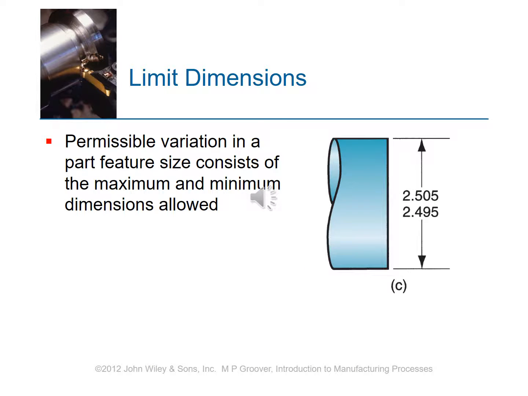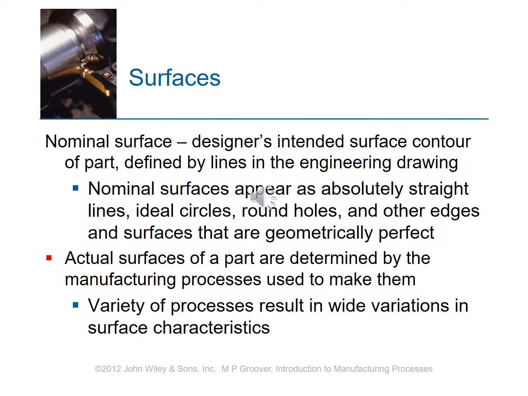This is another way of doing it. 2.505 is the max. 2.495 is the minimum. Another way of just saying it. This is called limit dimension. Now surfaces, you've got what's called the nominal surface. This is how the contour of the part should be made, and this is with the lines from the engineering drawing. Straight lines, ideal circles, round holes, but you're not going to get it right. They're going to vary quite a bit, or not quite a bit, but vary anyway.